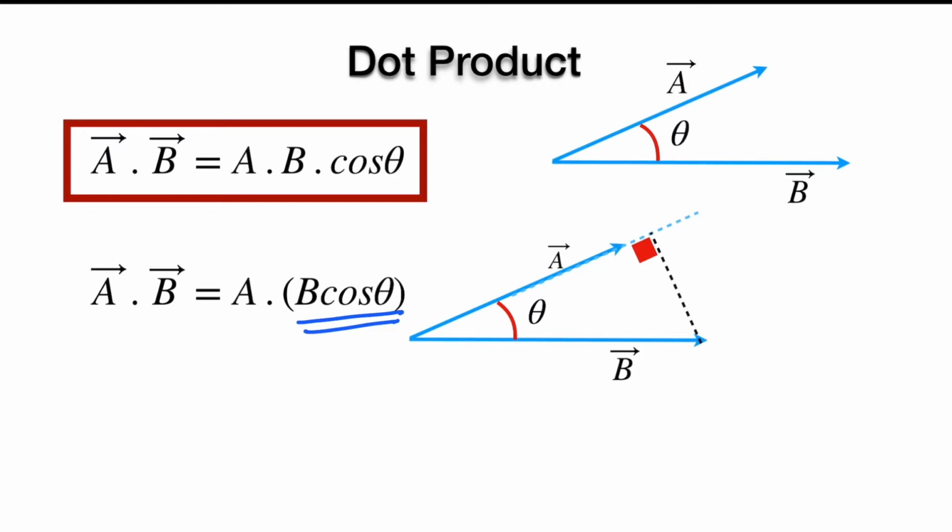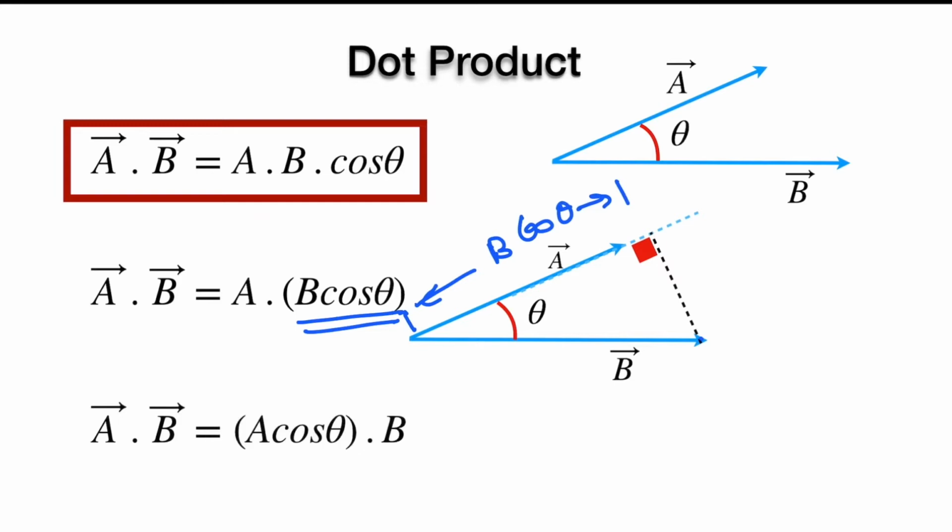This can be found by putting a perpendicular from the head of the vector B to the vector A or the extended line of vector A. In this case, this line gives B cos theta, which is a component of vector B in the direction of vector A.